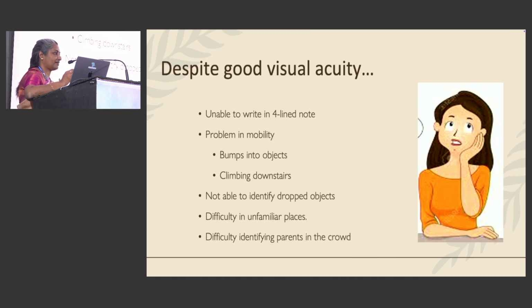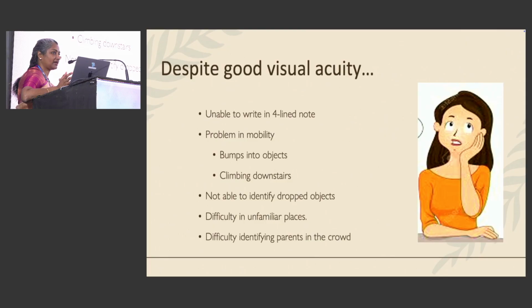But the parents have a list of complaints, like unable to write in a 4-line notebook. Sometimes it is very difficult because the lines are also of very low contrast. Then problems in mobility: the child is bumping into others, has difficulty climbing downstairs, is not able to identify dropped objects, has difficulty in unfamiliar places, and difficulty in identifying parents. So what are all the problems? Why, in spite of having 6/6 vision, is the child facing so many issues in school?